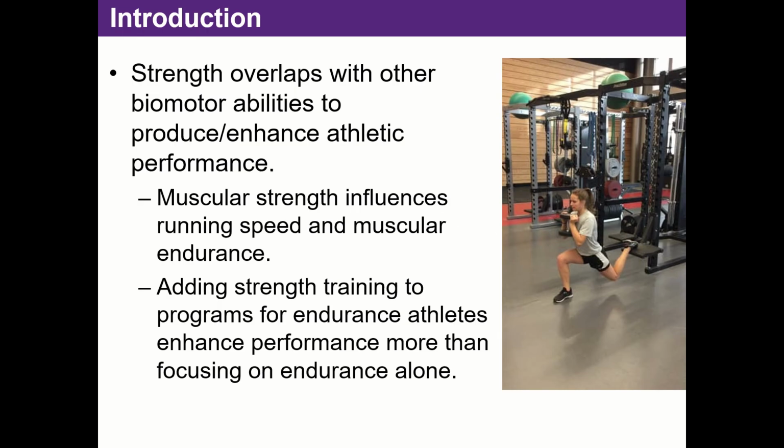So as you're probably aware, the biomotor ability that is strength has some pretty significant overlap with other biomotor abilities. So for example, it has some pretty significant overlap with muscular power and also muscular endurance. As you can see there on the slide, muscular strength influences running speed. The way that works is that the stronger you are in hip extension, knee extension, and plantar flexion, the harder you can push off against the ground, and so the harder the ground pushes back against you, to make a connection to biomechanics, that's ground reaction forces.